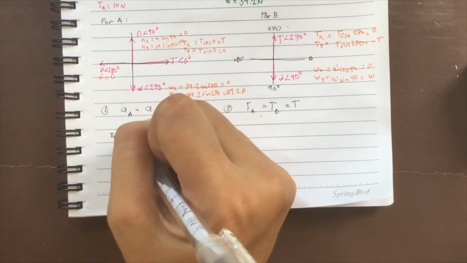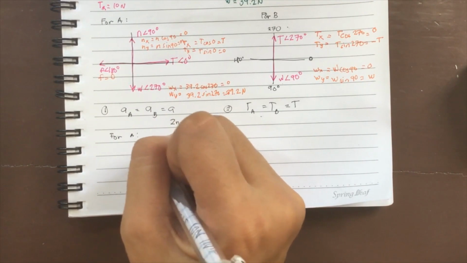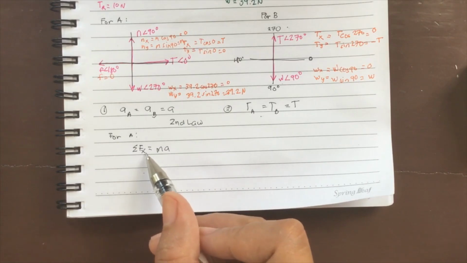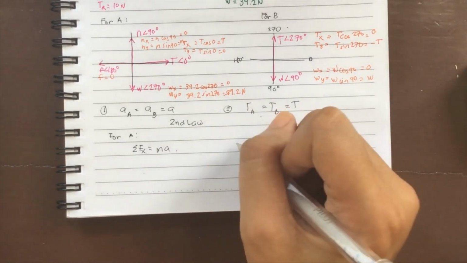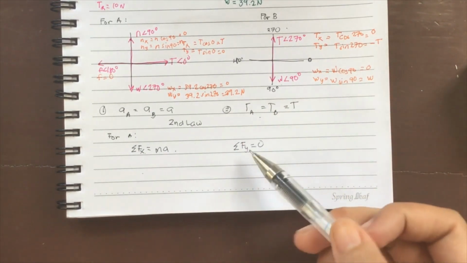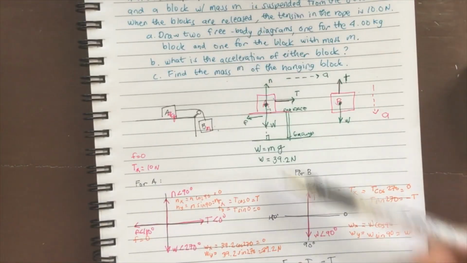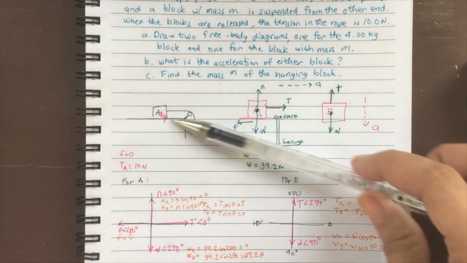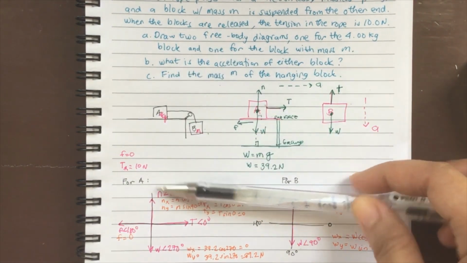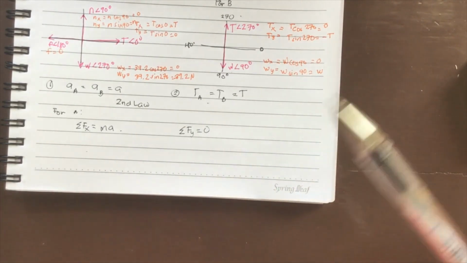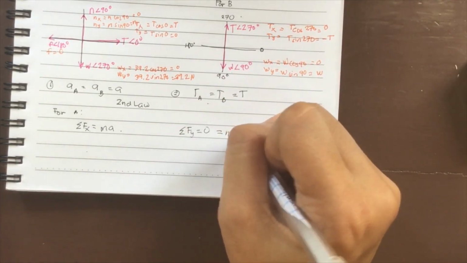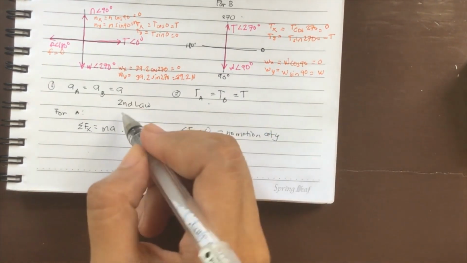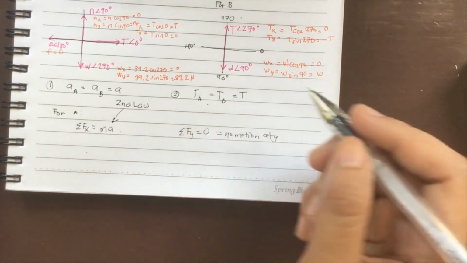So for A, you will have summation of forces X is equivalent to MA. Now please take note that your summation of forces X here is equivalent to MA, but your summation of forces Y will be equivalent to 0. Why? Because if you will be observing this block A, the motion is only going to the right. You will not have a motion going up or going down. So therefore, you will have no motion at Y, or simply it is at rest at Y. So your summation of forces Y is 0. Second law only for summation of forces X.